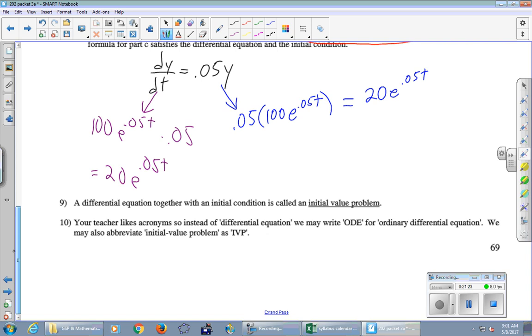Okay, so just some vocabulary and then you'll jump in on the activity. A differential equation together with an initial condition is called an initial value problem.